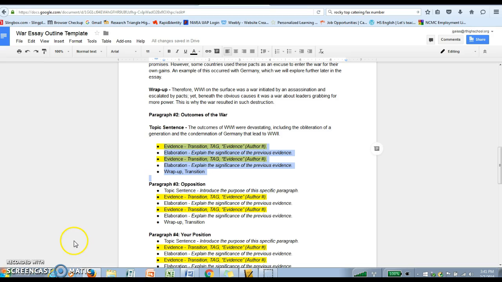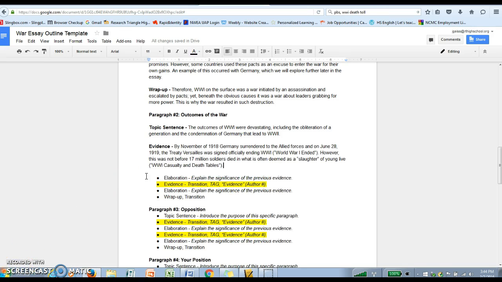All right, so now let's move on to our first piece of evidence to see how that will work in our second body paragraph. So the evidence for this paragraph reads, "By November 1918, Germany surrendered to the Allied forces, and on June 28, 1919, the Treaty of Versailles was signed, officially ending World War I. However, this was not before 17 million soldiers and civilians died in what is often deemed as the slaughter of young lives."